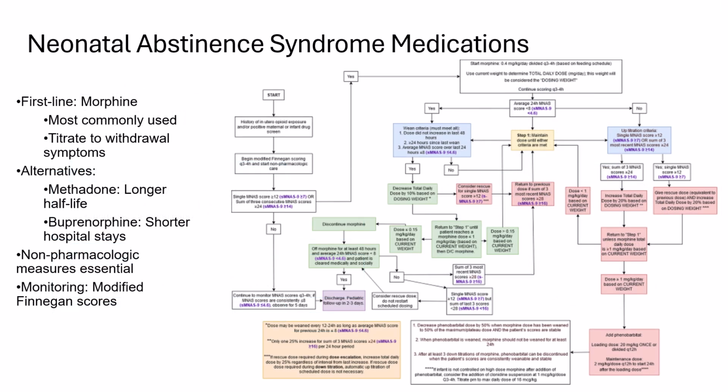Medications for neonatal abstinence syndrome will appear on the exam. Morphine remains the most commonly used first-line agent, typically titrated based on withdrawal symptoms using a standardized scoring system like the modified Finnegan score. Alternatives include methadone, which has a longer half-life, requiring less frequent dosing, and buprenorphine, which some studies suggest may lead to shorter hospital stays.